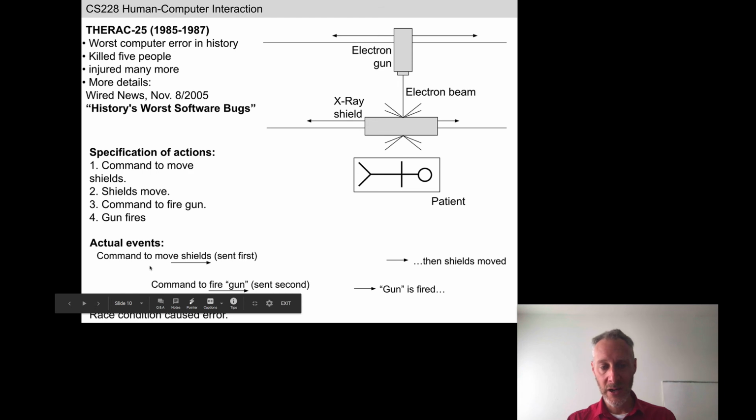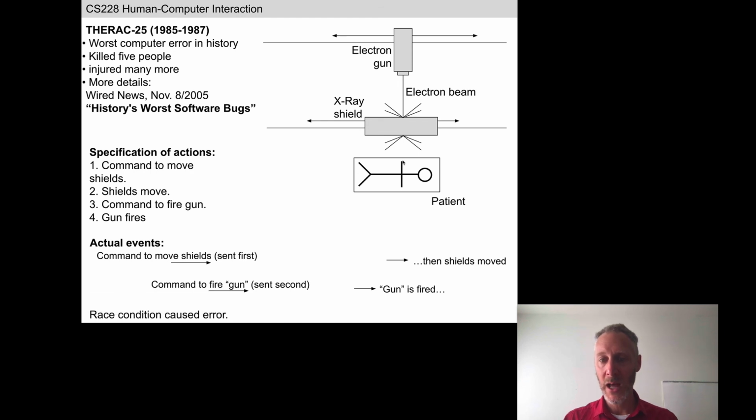So as you can see here with time running on the horizontal axis, the command was sent to move the shields and then the command to fire the gun, and the gun fired before the shields were moved into position. And unfortunately for many, many patients, they were directly hit by this electron beam, which supplied much too much radiation to the patient and caused 5 deaths and many more injuries. So just an example, we need to think very, very carefully about all the physical contexts of the technology, social, cultural, and so on, and only then start to define our specifications.